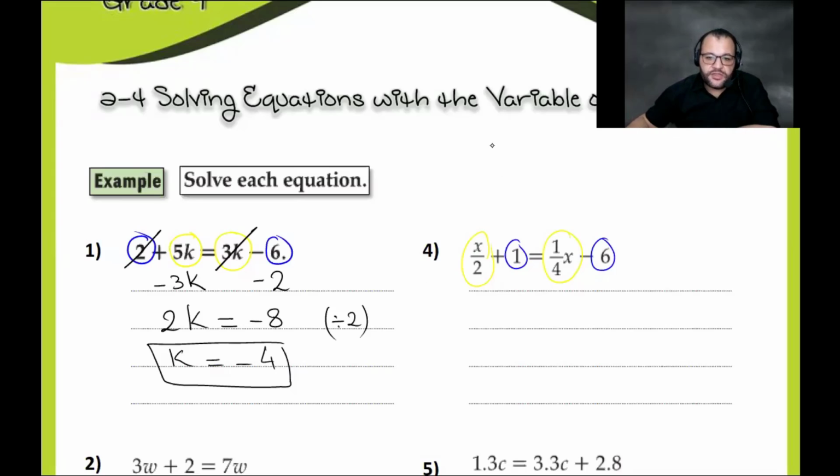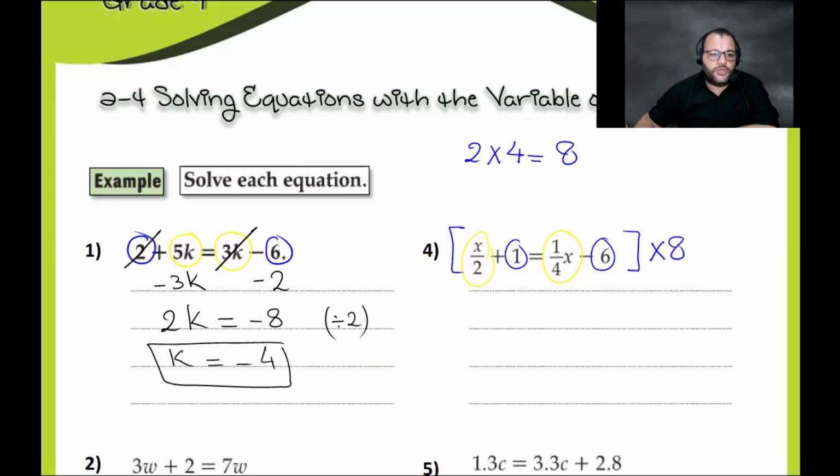The first denominator is 2. The second denominator is 4. Multiply both of them together. That is the easiest way. If you don't know the LCM or any other way, that is the easiest way. Just multiply the denominators together. So what is the answer for this one? 8. All you have to do is multiply the whole equation by 8.